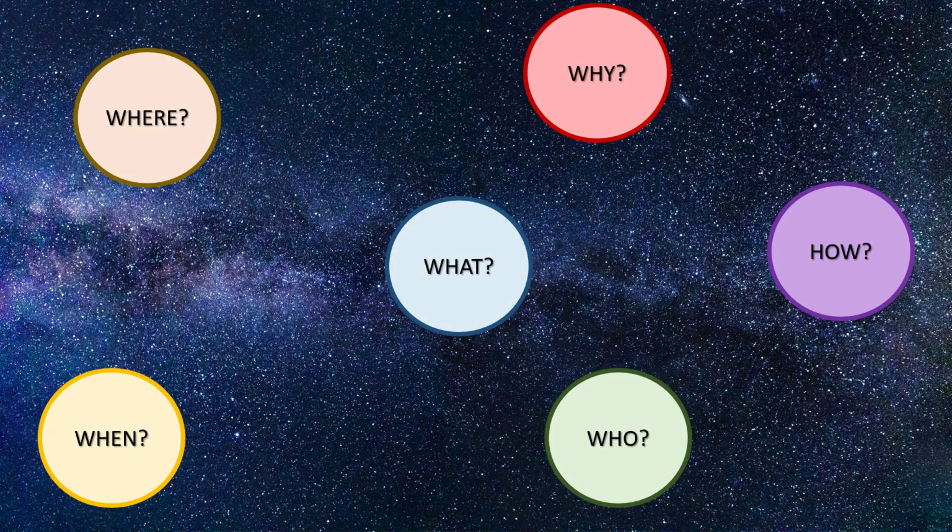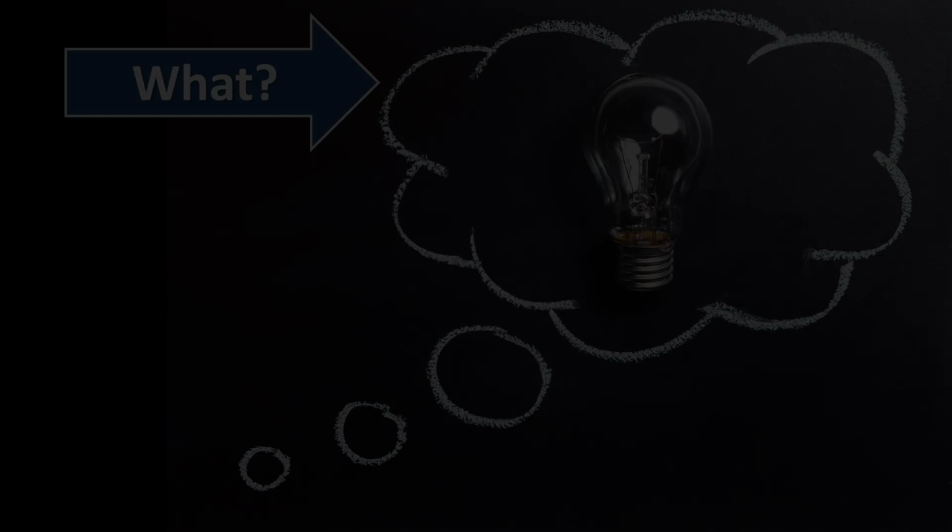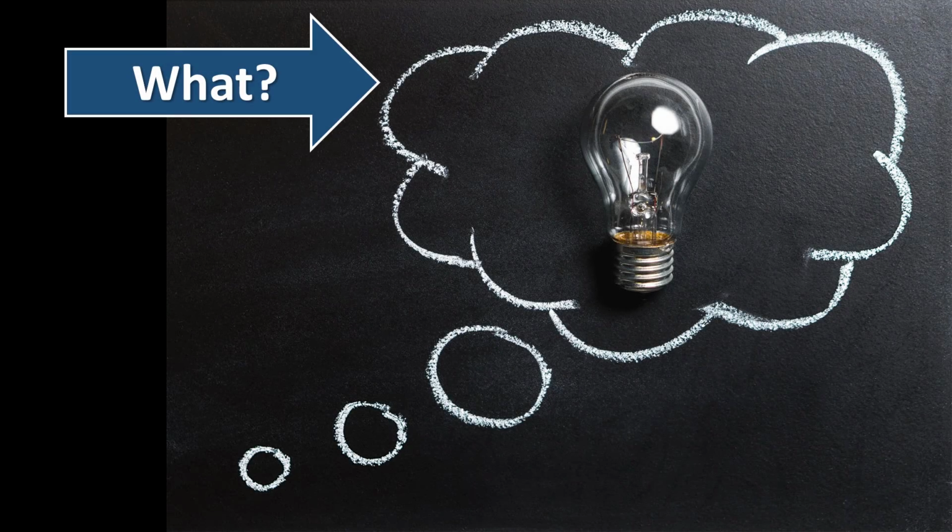The framework I use employs a classic tool from journalism, the 6 W's or 5 W's and 1 H. I arranged the what at the center, but everything is connected. Also note that this is an iterative process, meaning that you will revisit the 6 W's multiple times. I start with the what in the context of the RFP.